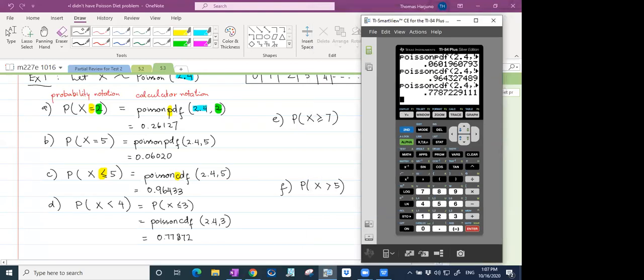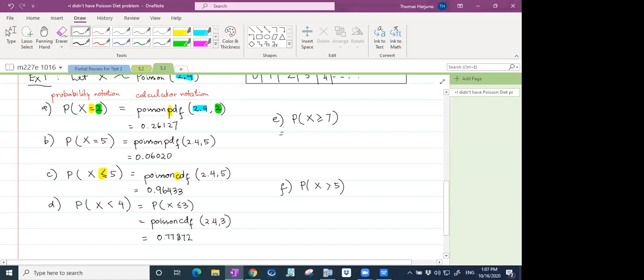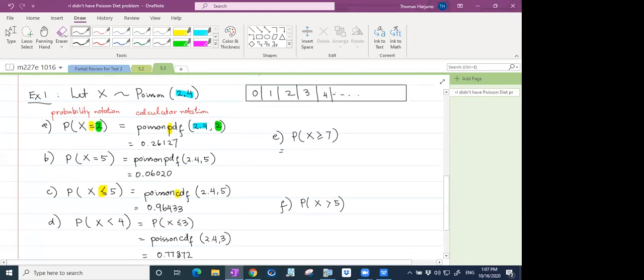So what next? Probability that at least 7. At least 7, I see here, 5, 6, 7, 8, and on. At least 7 refers to starting from 7 and on. But we don't have a calculator function to help us with that. I need to attack that from the complement point of view. The complement is at most 6.